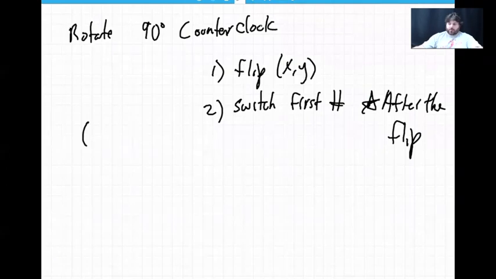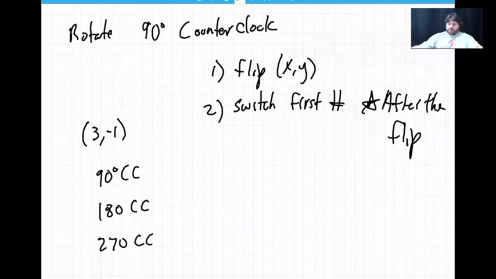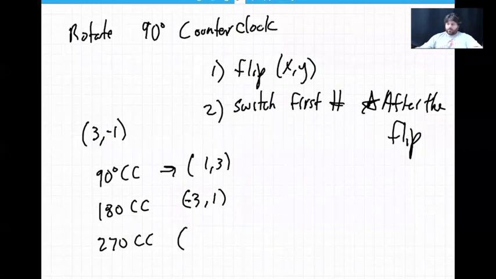So let's look at an example. 3, -1. Let's go 90 degrees counterclockwise, 180 degrees counterclockwise, 270 degrees counterclockwise. Flip them, you get -1, 3, but then we switch the sign of the first one, so it's actually +1. So 1, 3. Do it again for 180 degrees. Flip them, you get 3, 1, and then you switch the first sign. So -3, 1. For 270, you flip them, you get 1, -3, and then you switch the sign of the first one: -1, -3.